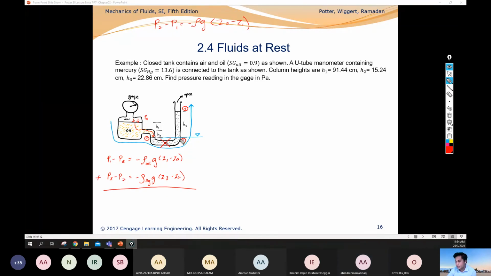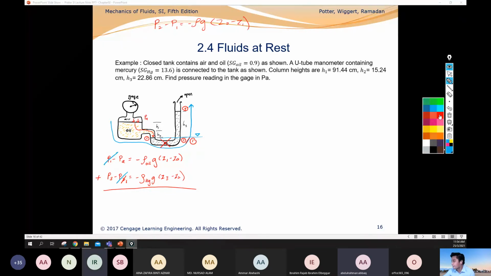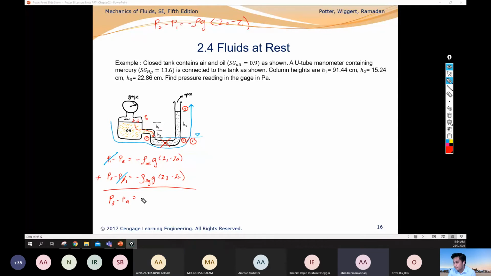So, P1 and P2. Can you see P2 is at the same level as P1? It is actually equal to P1. So, P2 is actually equal to P1. Can I cancel P1 with P1? Yes, doctor. Okay, I can cancel. What I left here is P3 minus PA equal to negative rho g.